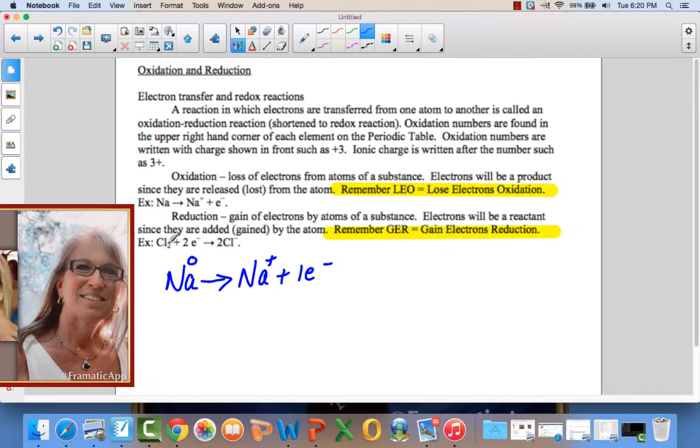Reduction is going to be the opposite. If I have Cl2, which is a diatomic gas, forming Cl-, because we know nonmetals like to gain electrons. Okay, but we have to balance our mass. There's 2 Cl, so I need 2 Cl there. And each one has a -1 charge. 2 times -1 is a net -2. So I have to add 2 electrons to the left. So I have -2 and -2.